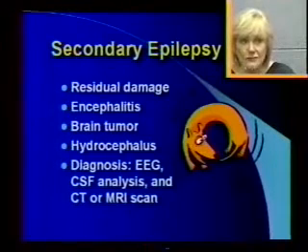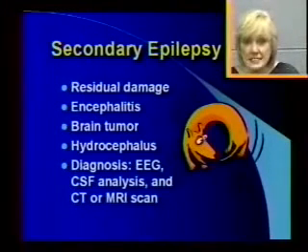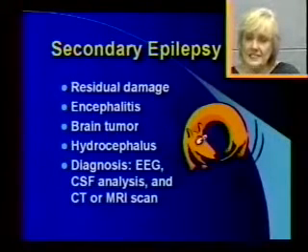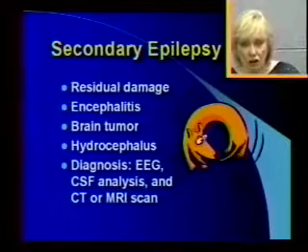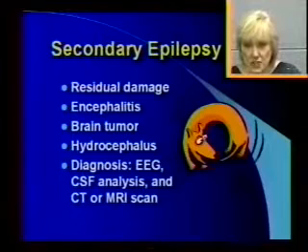And the diagnosis for these type of disorders now are some kind of special tests that we have to do usually in a specialty hospital, and that's the EEG, the brain waves, CSF analysis to see if there is some kind of infection going on, and a CT or MRI scan. Now, these tests are not done in a routine small animal practice, but they are tests that you need to know about so that you can offer your clients this type of assistance from a specialist.